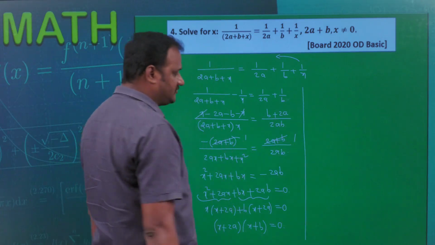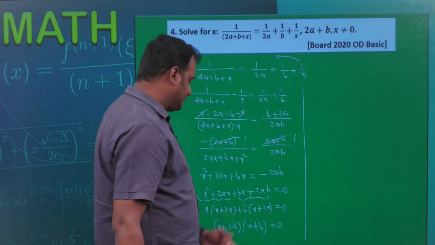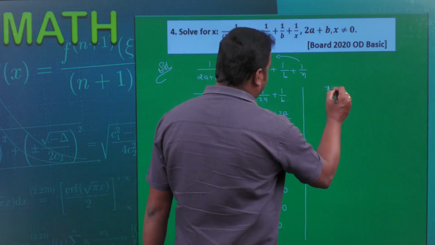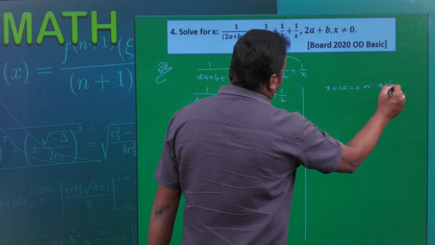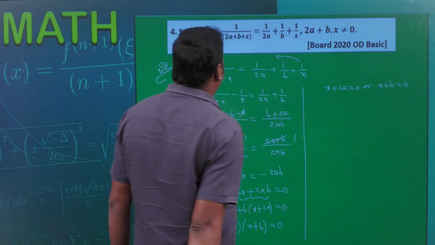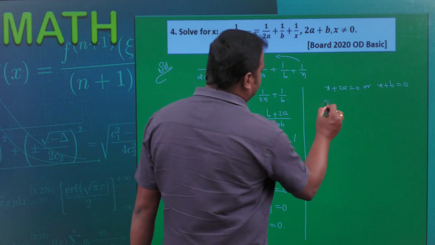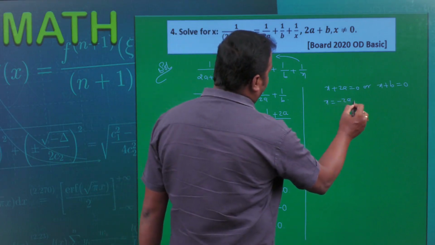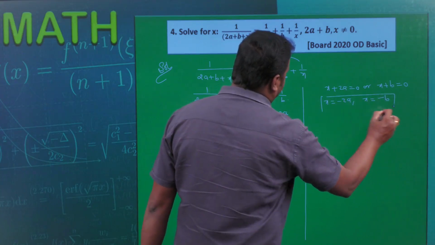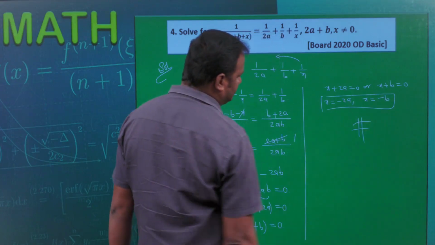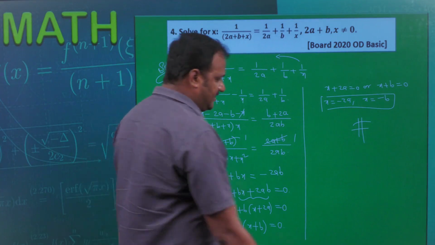Since the product of two terms is 0, either the first term is 0 or the second term is 0, that is going to be x plus 2a is equal to 0 or x plus b is equal to 0. So x plus 2a is equal to 0, then x is equal to minus 2a; x plus b equal to 0, x is equal to minus b. See how easily we solve this problem, right?